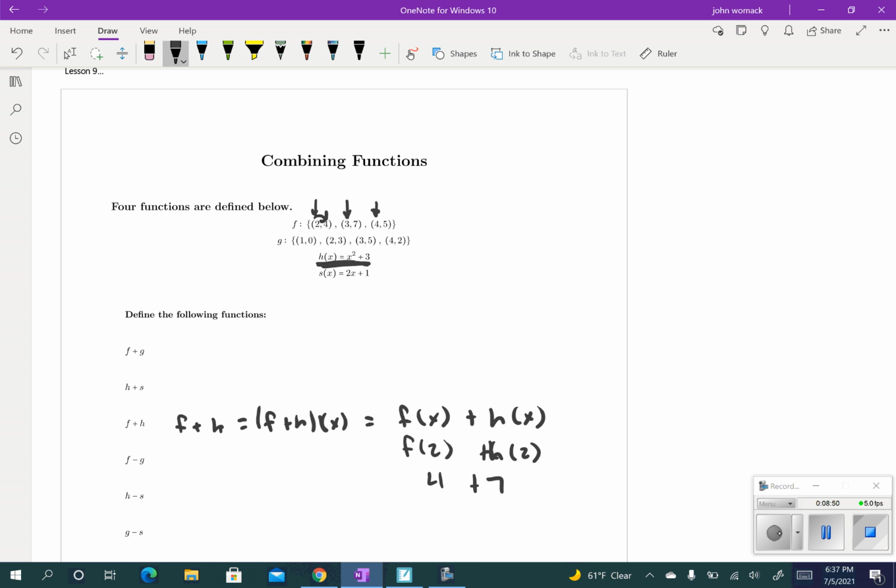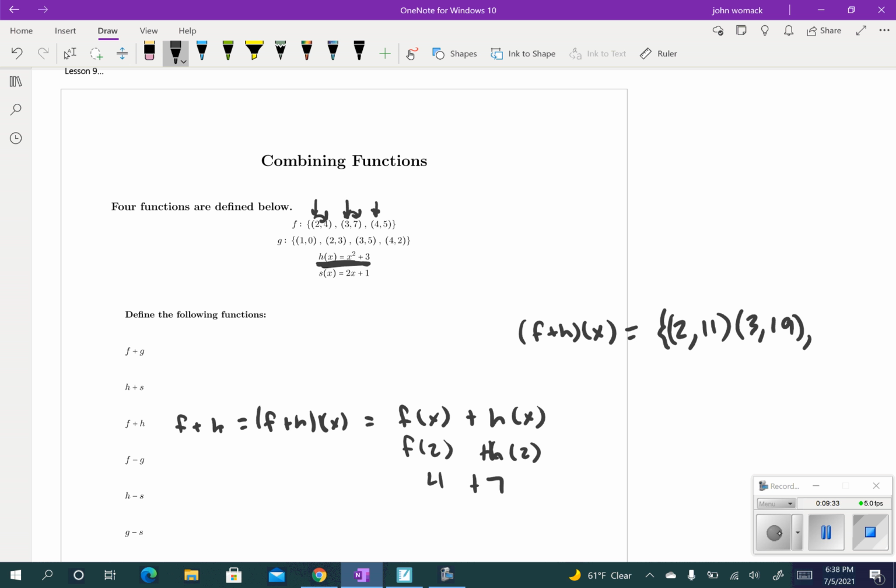So I'm going to come off to the side. (f plus h) of x is equal to these points. If I plug 2 in, I get 4 plus 7, which is 11. Whoops, I meant to write those as ordered pairs. We're going to have 3 of them. So let's write these as, there we go. Okay, I can also plug 3 in. If I plug 3 into f, I get 7 back out. Plus, if I plug 3 into h, I get 3 squared is 9, plus 3 is 12. 7 plus 12 is 19. So if I plug in 3, I get 12 plus 7, which is 19.